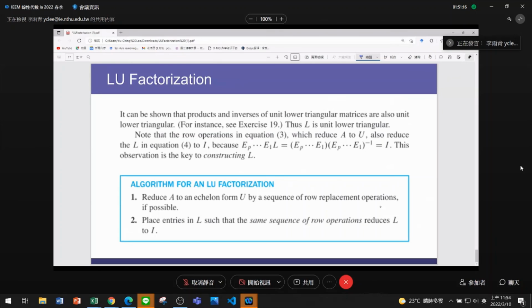Okay, then it can be shown that products and inverses of the unit lower triangular matrices are also unit lower triangular. Thus, L is unit lower triangular. And okay, so here's just a systematic way to do the LU factorization, but it should be exactly the same as what we had in the example. So you may just take a look at the text description.